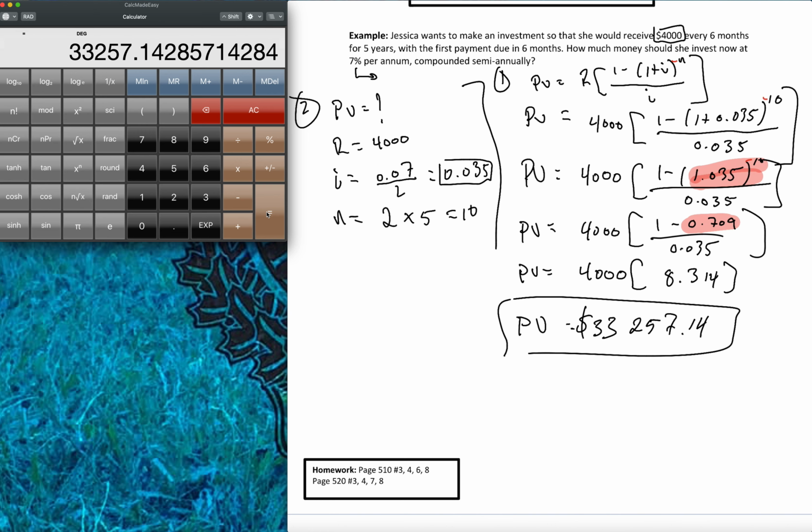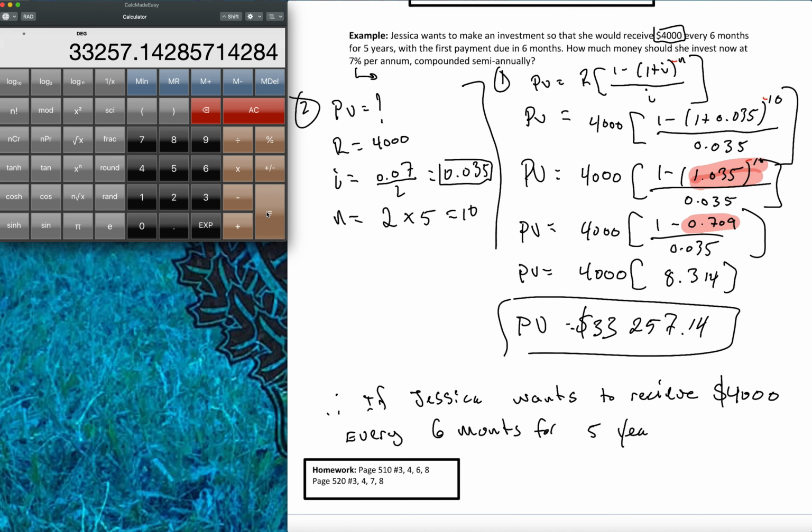Okay, so then you could just reword this solution as being: if Jessica wants to receive $4,000 every 6 months for 5 years, she needs to invest $33,257.14.